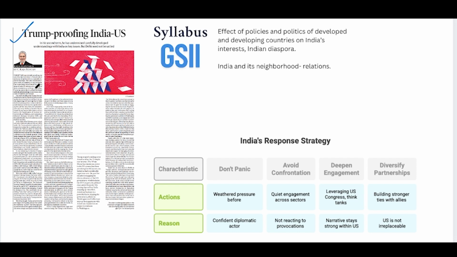In this particular write-up, the author focuses on two specific takeaways which are extremely pertinent from the perspective of GS Paper 2 syllabus: effect of policies and politics of developed and developing countries on India's interests, Indian diaspora. One of the aspects that he talks about is the specific problem created as a result of Trump 2.0. And then he talks about how and in what ways India can respond to immunize India-US relationship.